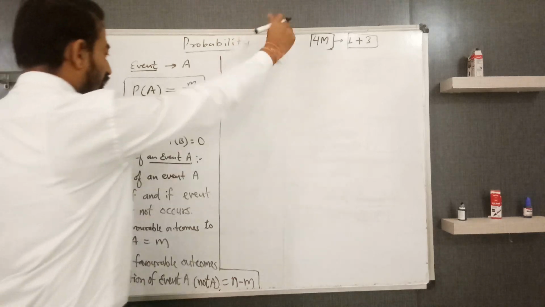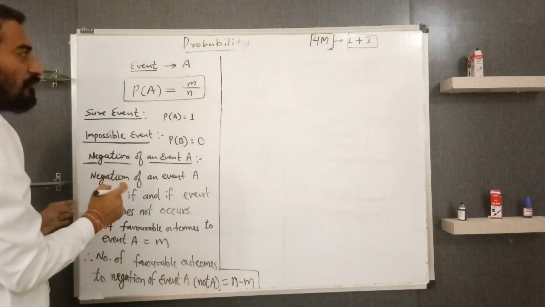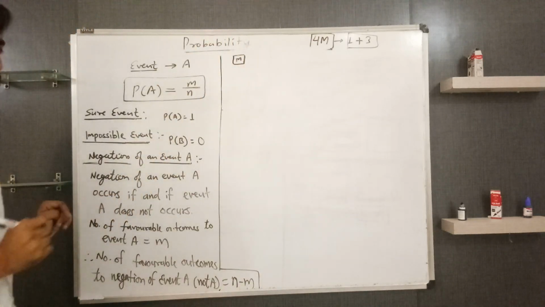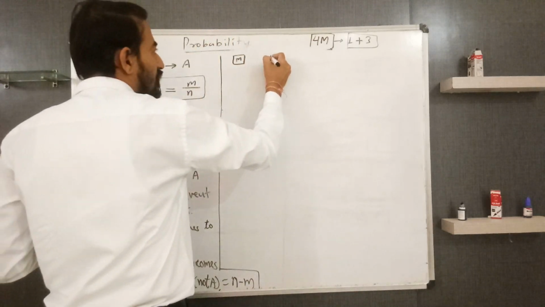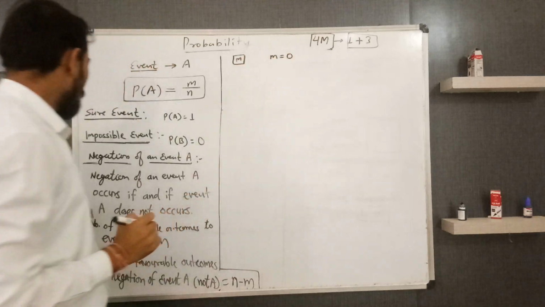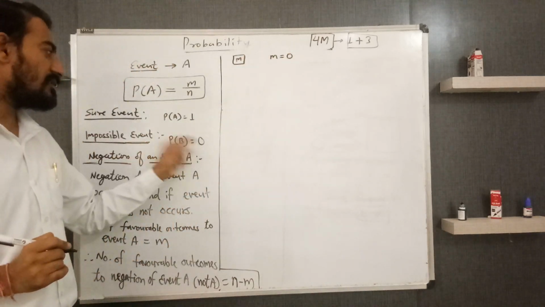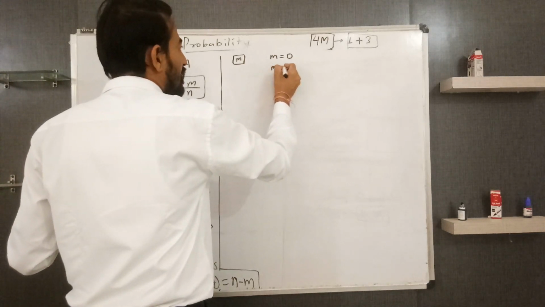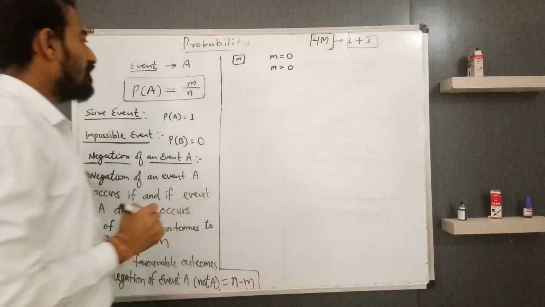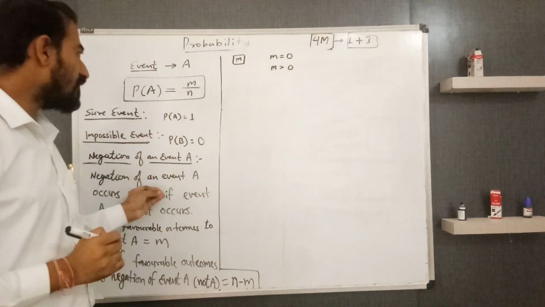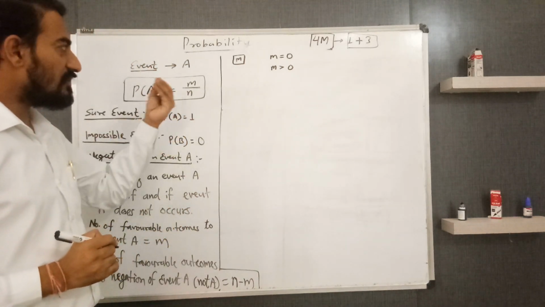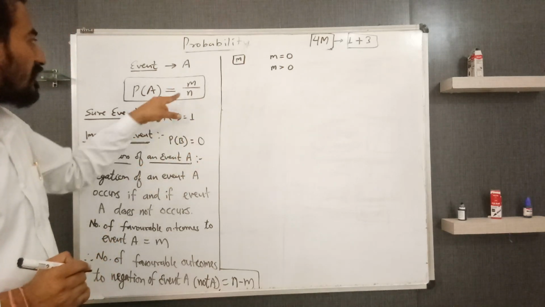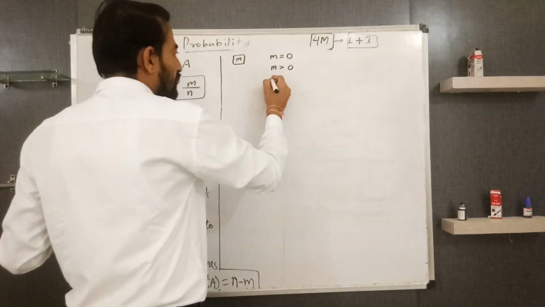Now according to this, if we think about the possible value of M, can we say M is equal to 0? Yes, for the impossible event it is equal to 0, and for some events it is greater than 0 also. Sometimes the number of favorable outcomes you will have is 1, sometimes it is 2, sometimes it is 3, sometimes it is 4, and they are less than the total number of outcomes also.